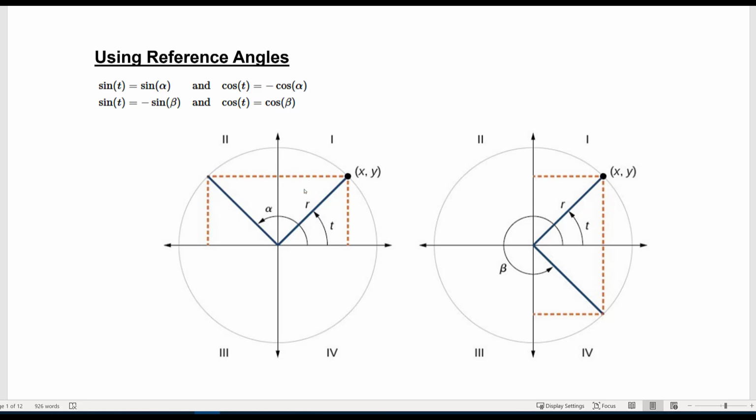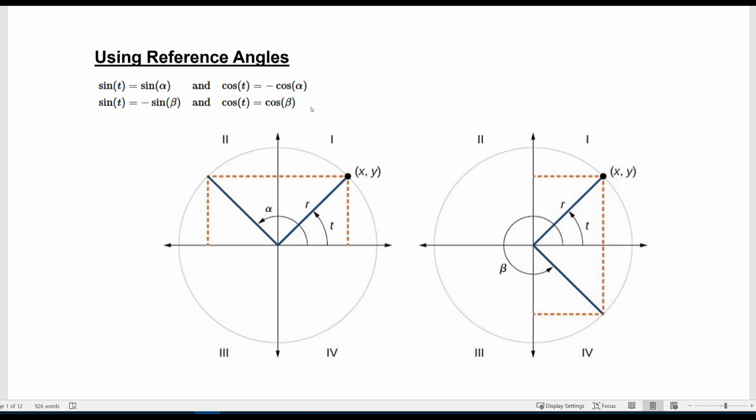Now, cosine, however. If it's positive here, over in this one it's going to be negative, because you see x is negative on this side, and cosine of t, or in this case alpha, is a negative value when you're in that second quadrant. Now over here, think about beta. Notice x is positive over here, so cosine is going to be positive for beta, but sine is now below the x-axis, so it's going to be negative, and that's what this little reference thing is talking about.